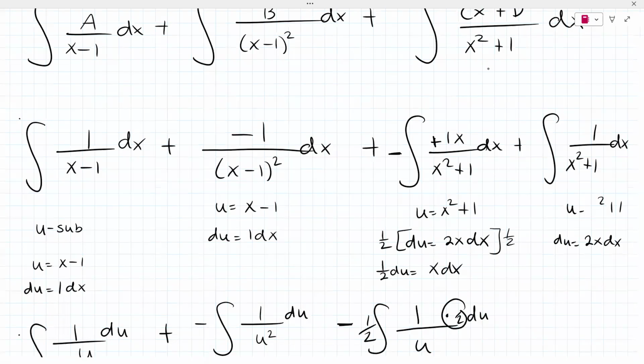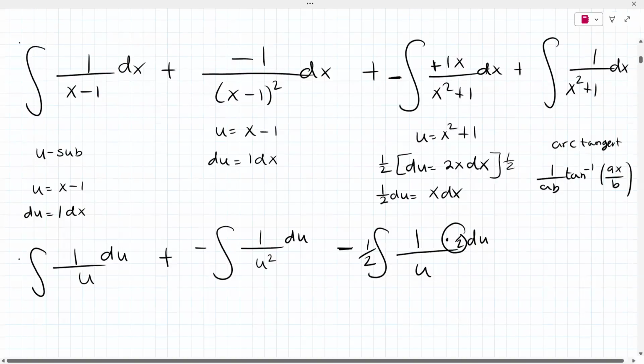Instead, if you look at it very carefully, you have 1 over x squared plus 1. That's a special one. That's a tan inverse, right? If it's in the form of this, 1 over x squared plus 1, it's really arc tangent, or 1 over ab of tan inverse of ax over b. Okay, let's clean this up.